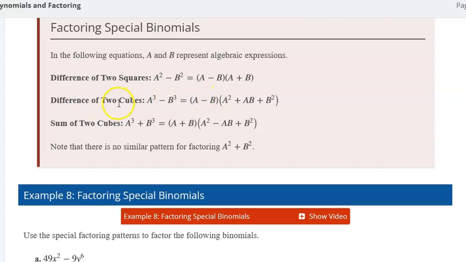So the difference of cubes and the sum of cubes factor in a certain way that there's a recipe to follow, and I will spend a little bit of time doing that. All right, let's go on to example 8.